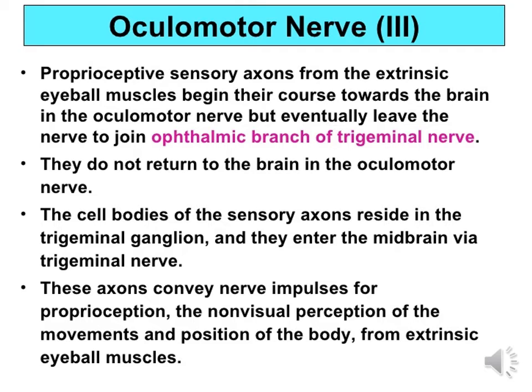Proprioceptive sensory axons from the extrinsic eyeball muscles begin their course toward the brain in the oculomotor nerve, but eventually leave the nerve to join the ophthalmic branch of the trigeminal nerve. They do not return to the brain in the oculomotor nerve. The cell bodies of the sensory axons arise in the trigeminal ganglion, and they enter the midbrain via the trigeminal nerve. These axons convey nerve impulses for proprioception, the non-visual perception of movement and position of the body, from the extrinsic eyeball muscles.